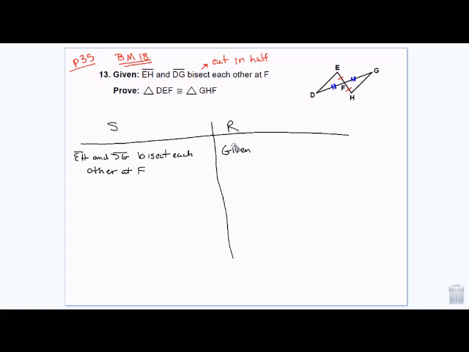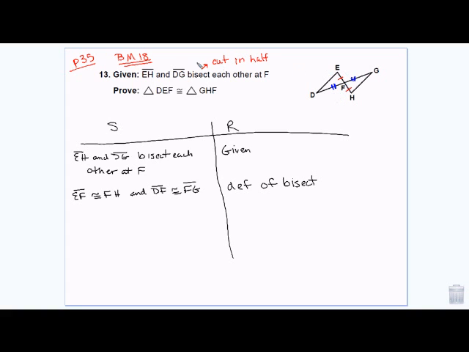Okay, that was given. And what it means is that EF is congruent to FH and DF is congruent to FG. That's the definition of bisecting. Bisect means we cut it in half, so if we cut it in half, we get two equal parts. So now I have two sides, side and side.